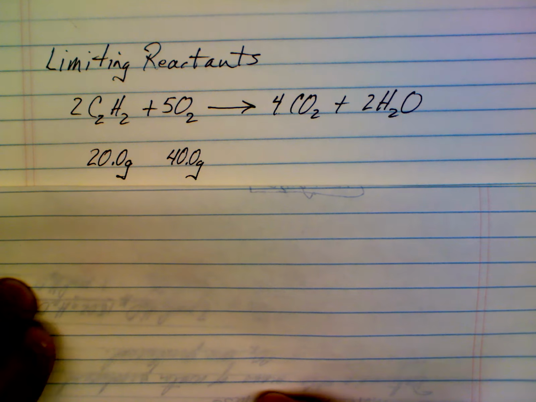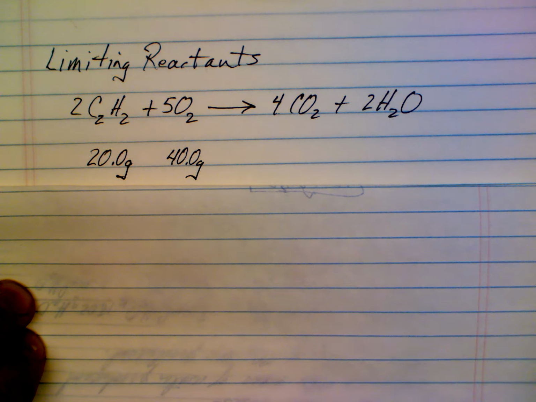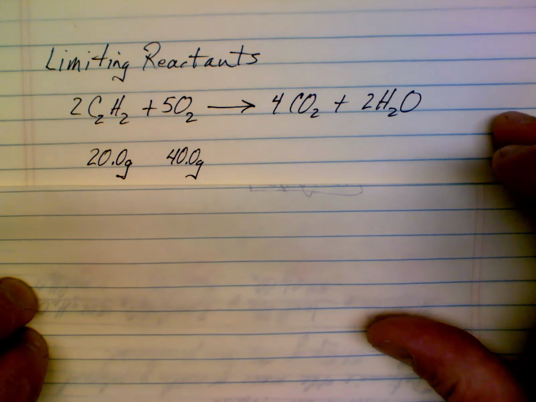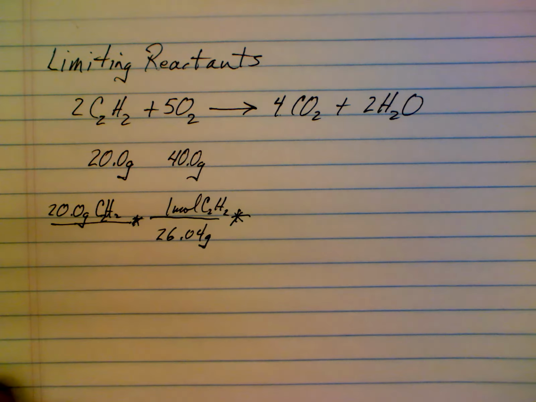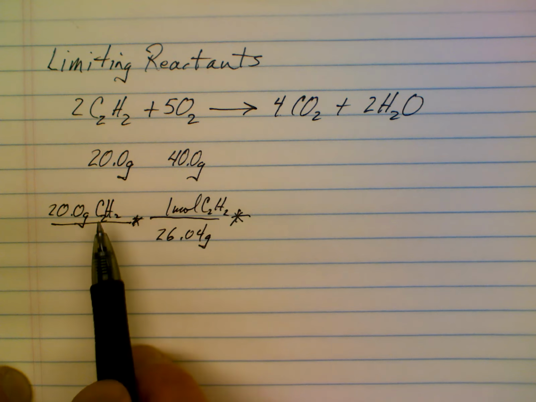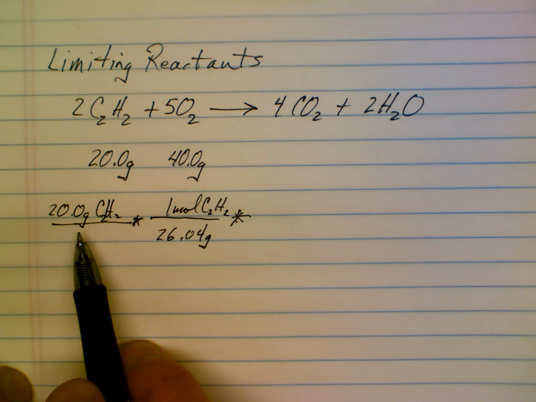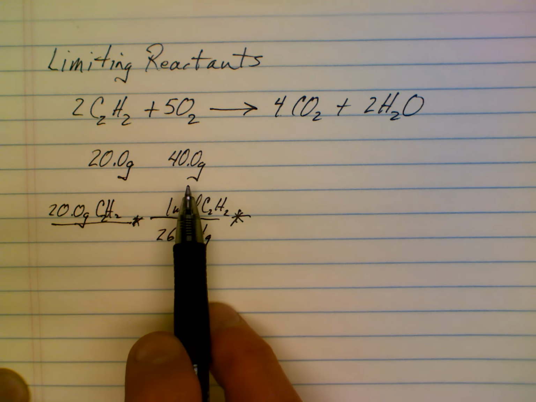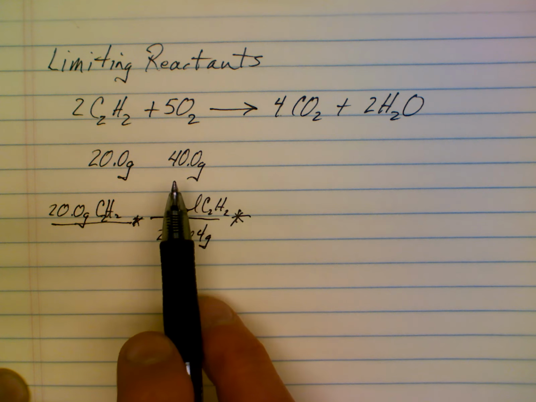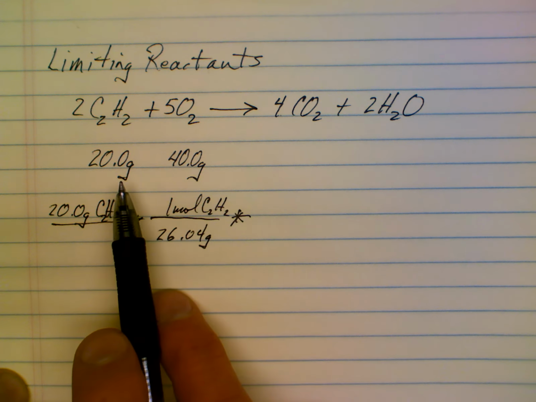So our objective here is to figure out which one will run out. And the reactant that runs out, so to speak, or is completely consumed, is what is known as the limiting reactant. So let's start with our calculation here and figure that out. We'll just pick one of the two, and I'm going to pick the acetylene. So I'm going to start with 20 grams of acetylene here, and figure out how many grams of oxygen would be needed to react with that 20 grams. For now, let's just forget about the 40, and figure out how many grams of oxygen would be needed to react with 20 grams of acetylene.